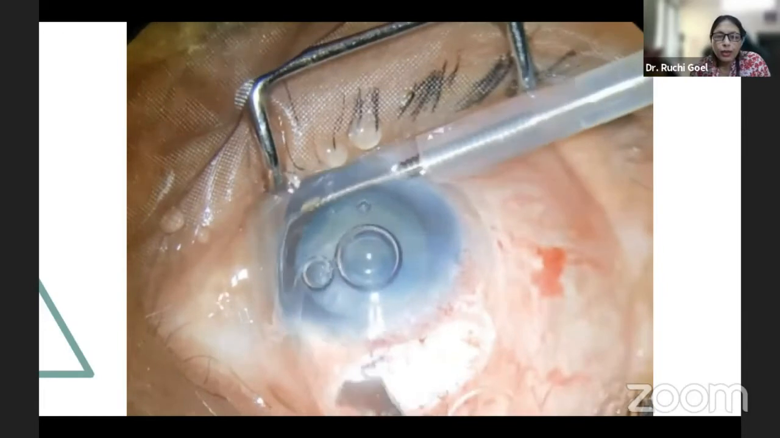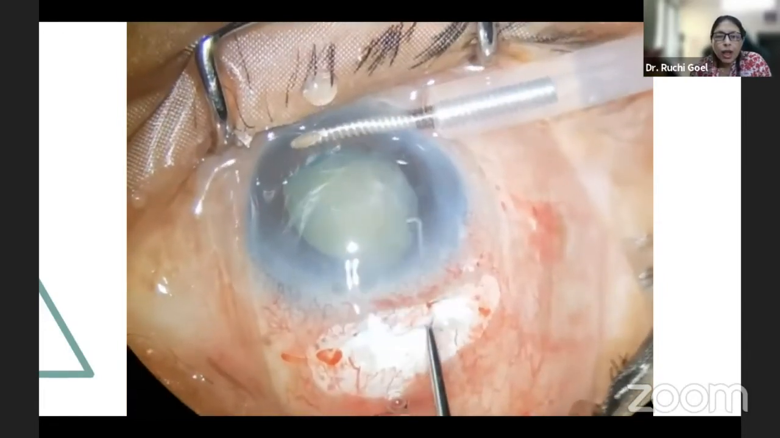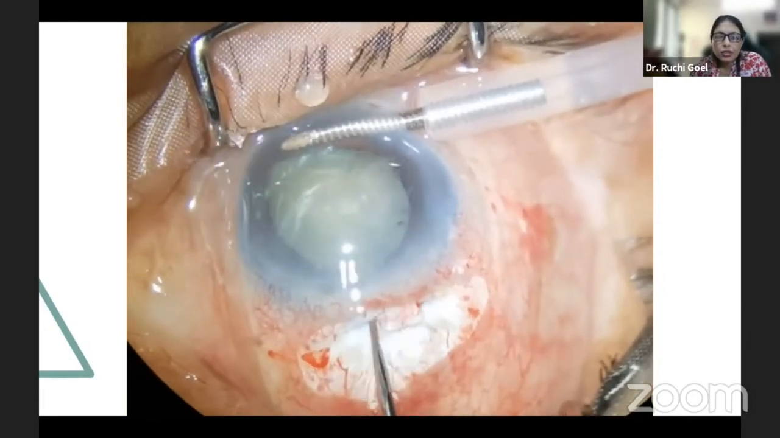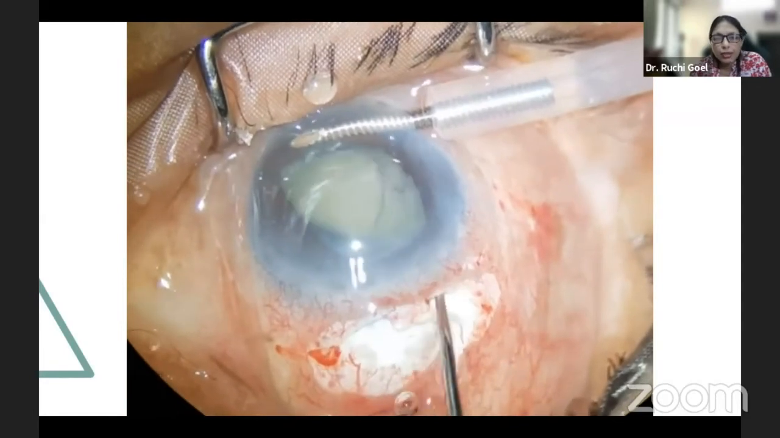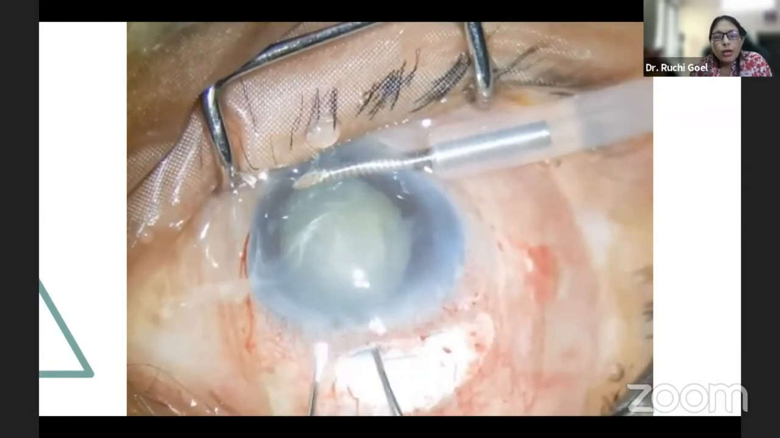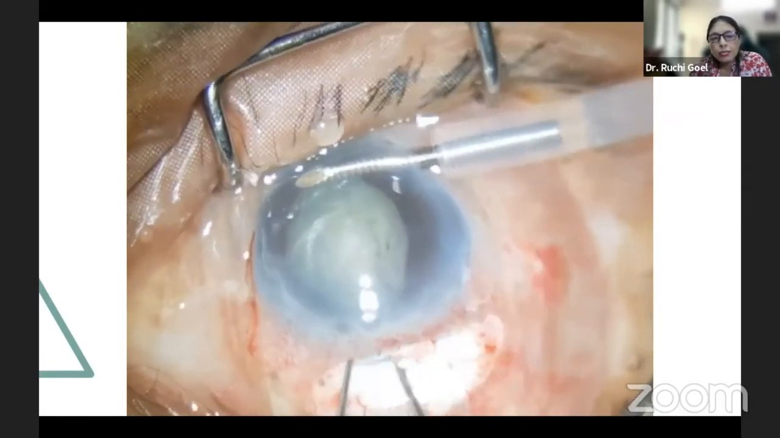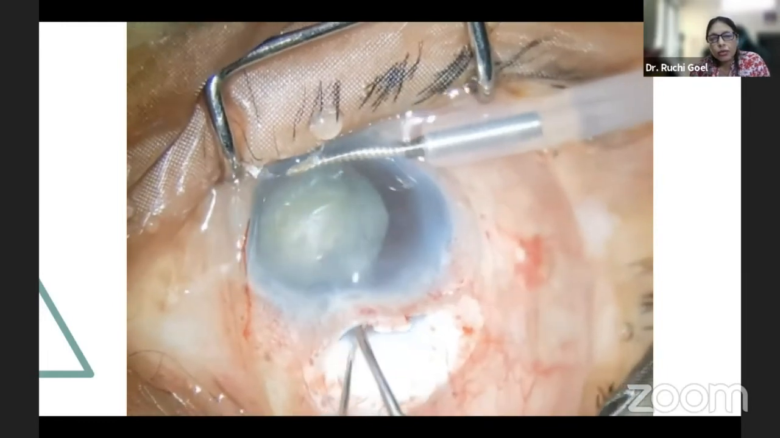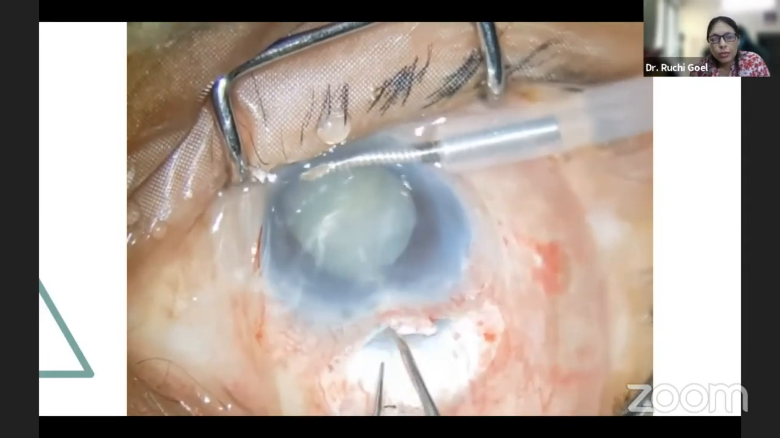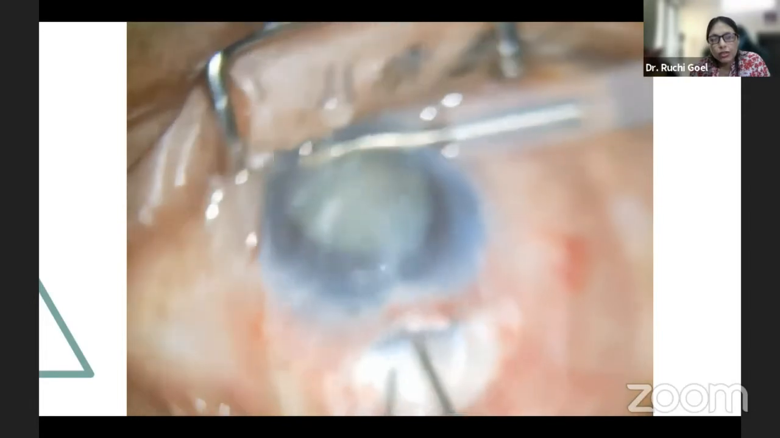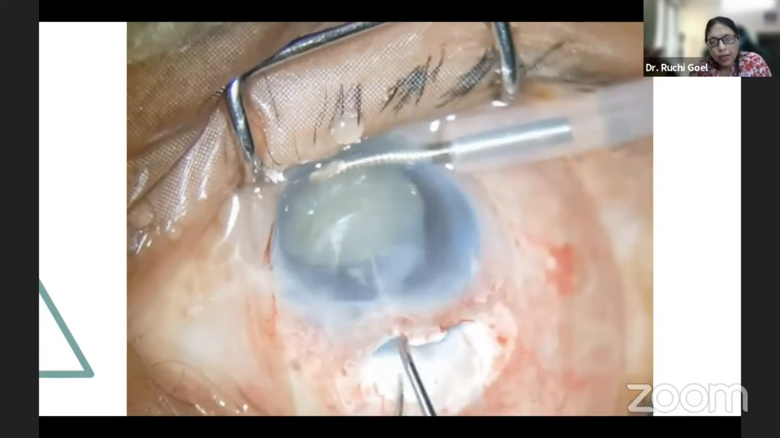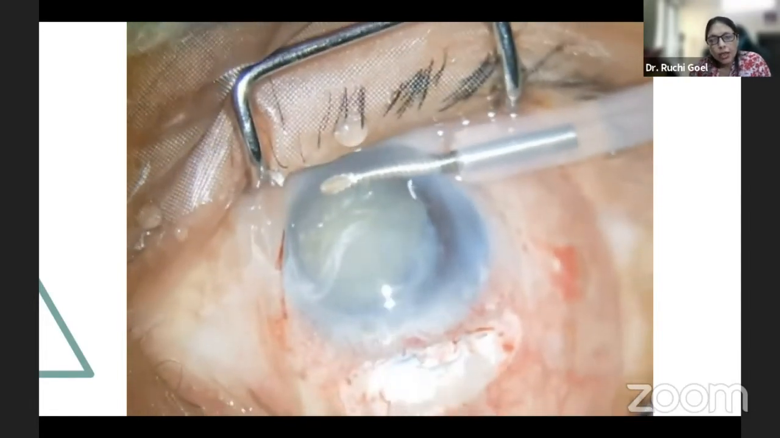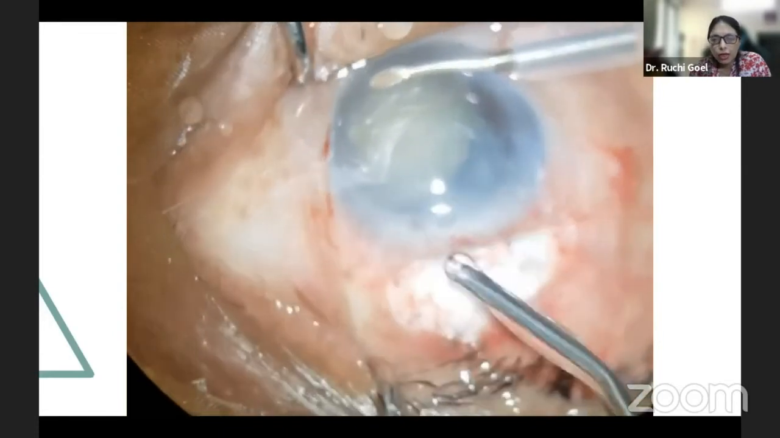So the moment you enter, you can see the fluid is coming out. And hydrodissection, this already was done, and this is the nucleus being brought out. Now again, you can see there are some synechiae on the temporal area. So a two-handed maneuver is being used to gently bring the nucleus into the anterior chamber. And all the time one has to be careful that the nucleus does not touch the endothelium.